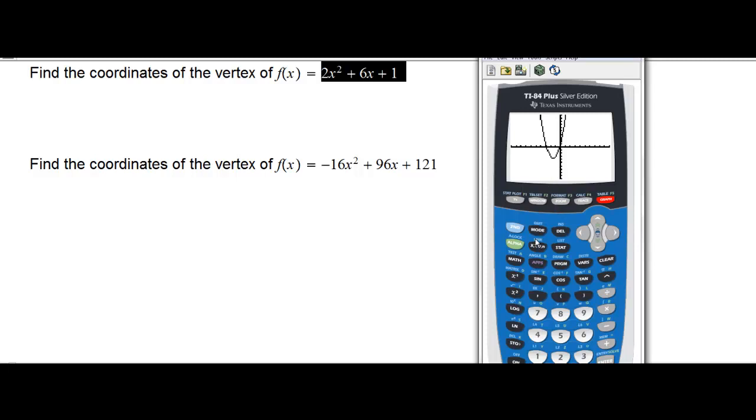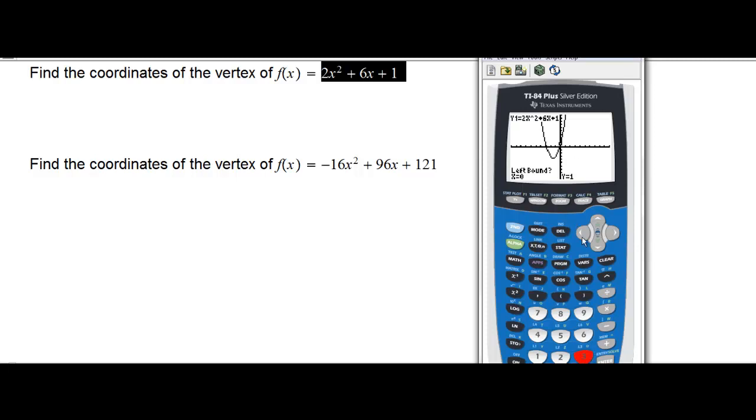So what I do is this, look here. You can use the trace function, but you can do it directly here. Let me show you how. Just go to calculations here. I just went to calculations. I want the minimum here, don't I? Yes. So I'll press 3.